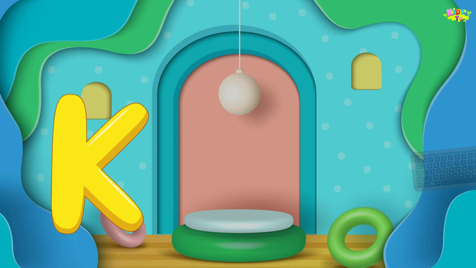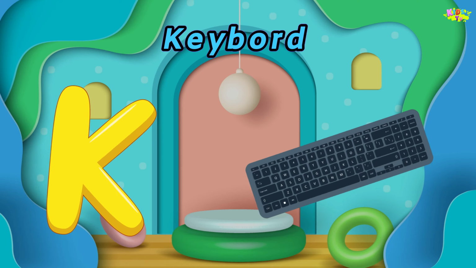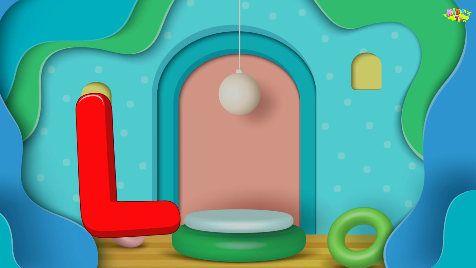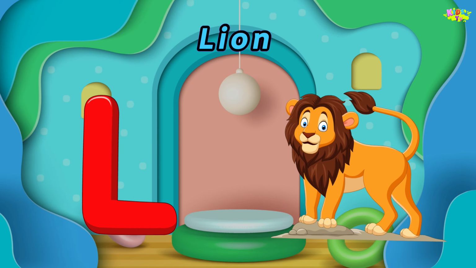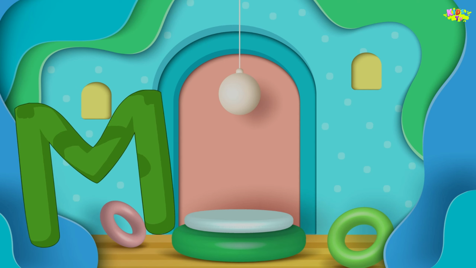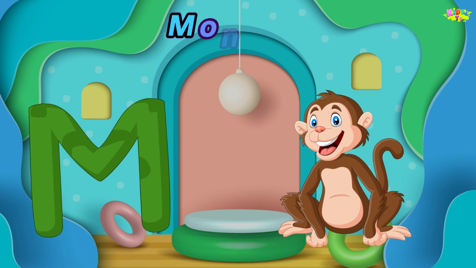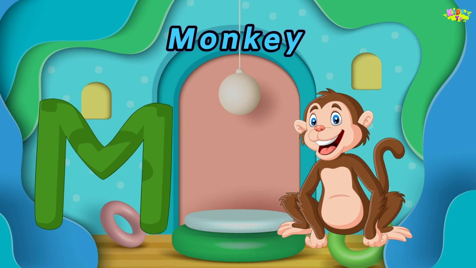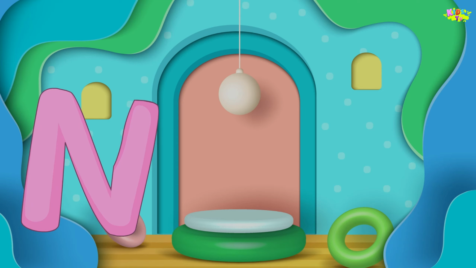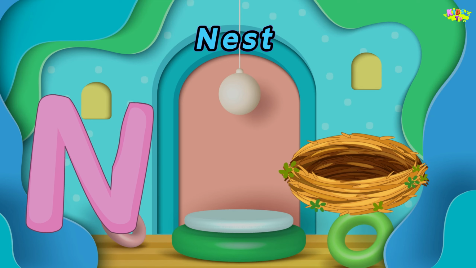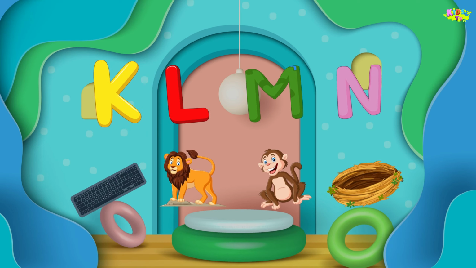K is for keyboard, k, keyboard, k, keyboard. L is for lion, lion, lion. M is for monkey, monkey, monkey, M, monkey. N is for nest, nest, nest, N, nest.